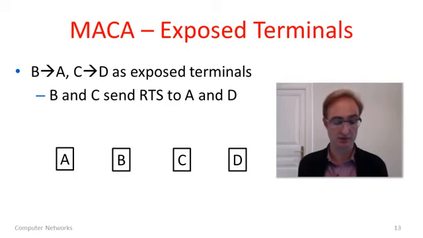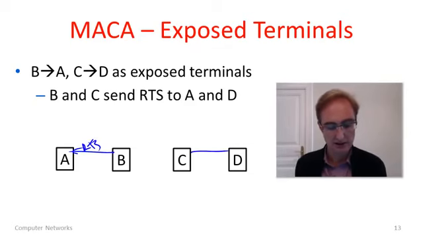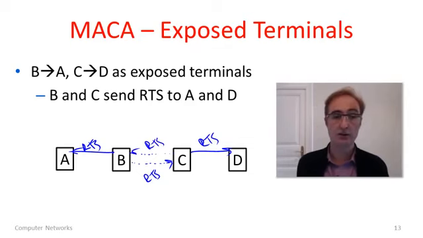What about exposed terminals? Now, B will send to A and C will send to D, and we want them to both be able to send in parallel. Step 1, B sends a request to send to A, C sends a request to send to D. Now, of course, B's request to send will also propagate to C, and C's request to send will also propagate to B. Neither of those nodes will probably hear the request to send because they're transmitting at the same time, so they can't also receive.